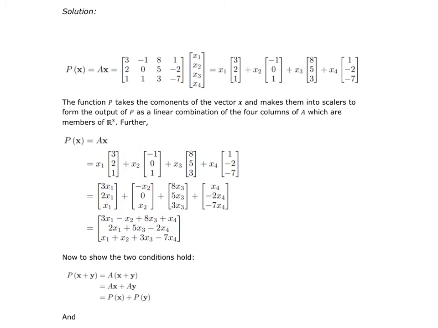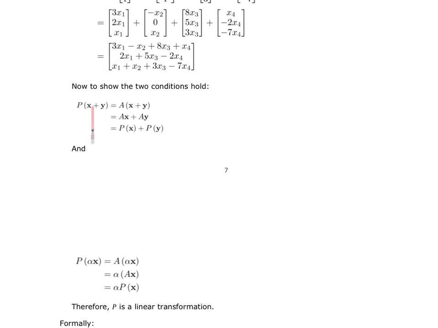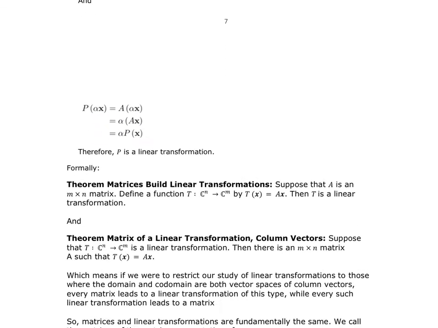Now we just have to show that the two conditions for the linear transformations hold. And the first one is the P of x plus y. So A of x plus y, doing our usual addition of matrices and vectors. We know that the matrix multiplication is going to distribute over the vector x and the vector y, which means I end up with P of x and P of y. And then, of course, with my usual scalar multiplication of a matrix. So therefore, we know P is a linear transformation.